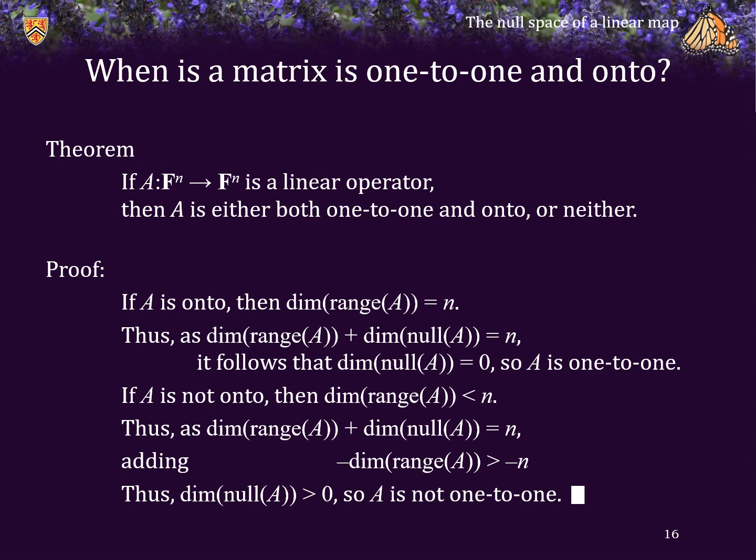If the dimension of the null space is greater than 0, that means that there are at least two vectors, and in fact infinitely many vectors, that map onto the 0 vector, and therefore A cannot be one-to-one.